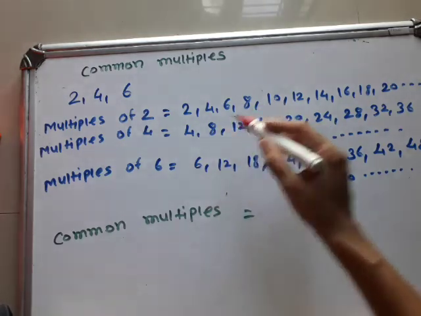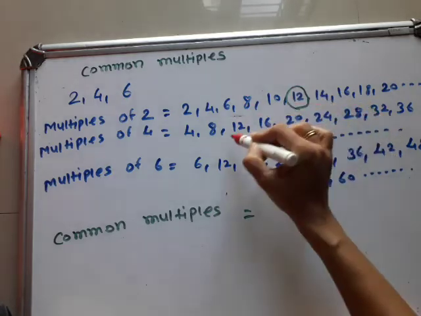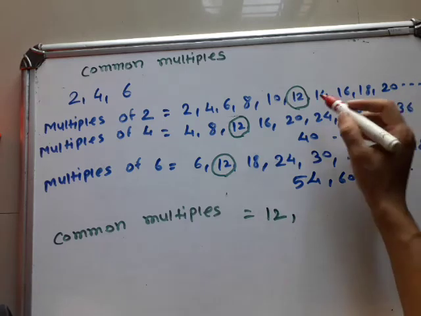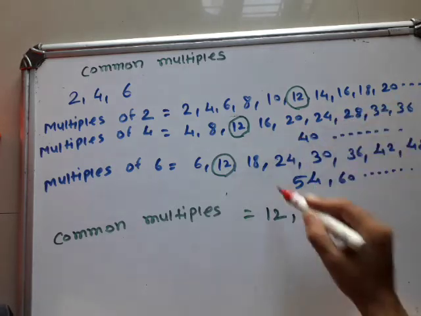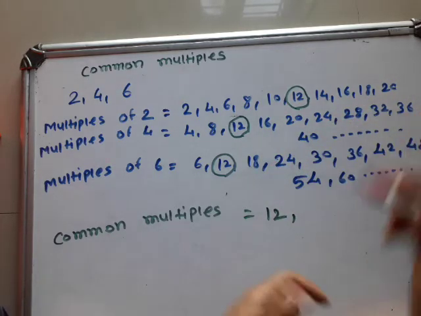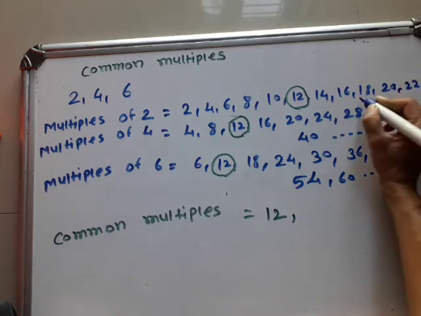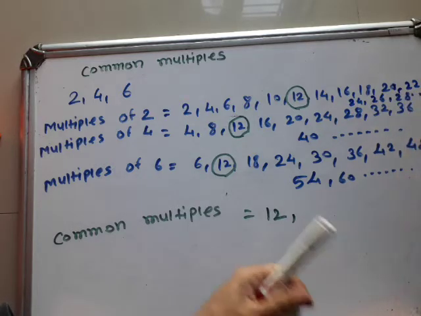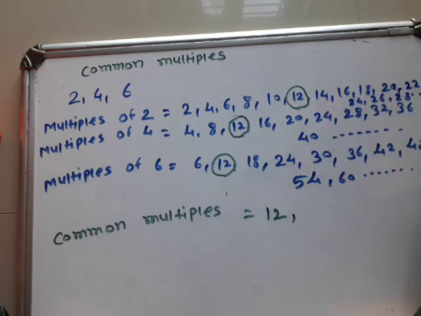The first common multiple is 12. This is 12, 12, and this is 12. So write here 12. Then next is 16, 18. Again 18 is not in the table of 4. Then next, here we increase the table. This is a small table, so we write the next multiples: 22, 24, 26, 28 and so on. So next common multiple, 20 is here but not in the table of 6.